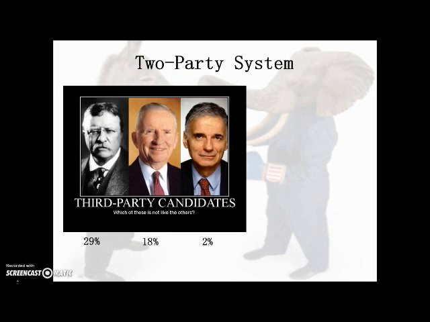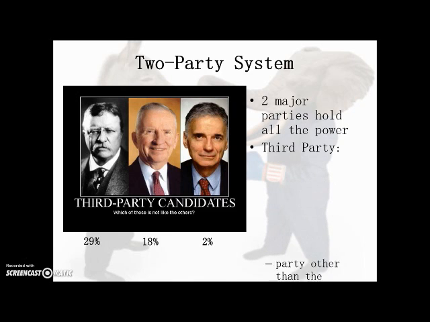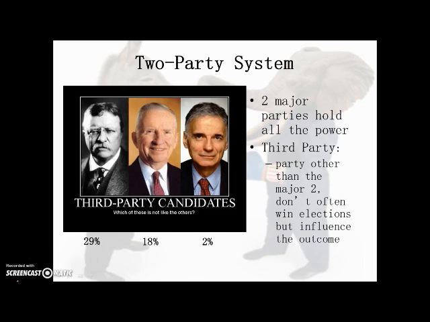Here in the United States, we do have a 2-party system. 2-party system means that 2 parties hold all of the power. A third party is one that is not one of the major 2. However, they don't often win elections, but they do influence the outcome. For example, Ross Perot ran in 1992 against George H.W.